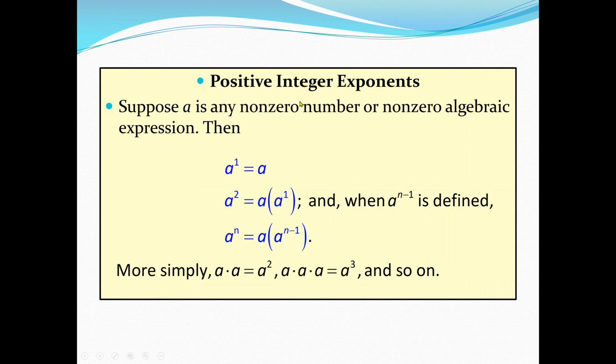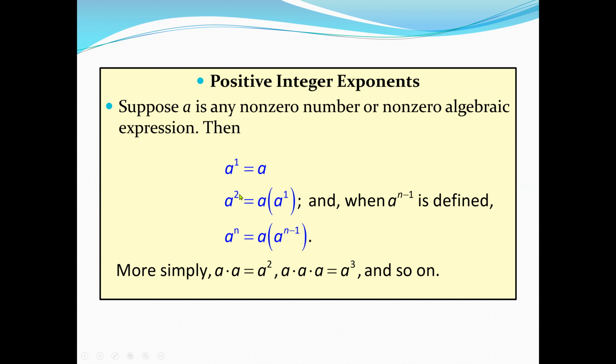Now we'll go through the positive integer exponent rules. So here we say that suppose a is any non-zero number. So a can be any value, whether positive or negative, but it's not 0. So suppose a is any non-zero number or non-zero algebraic expression, such as a raised to the power 1 is the same as a. So anytime we have a value raised to the power 1, the answer will give us the same value. Or a variable raised to the power 1, the answer will be the variable. So a raised to the power 1 is a.